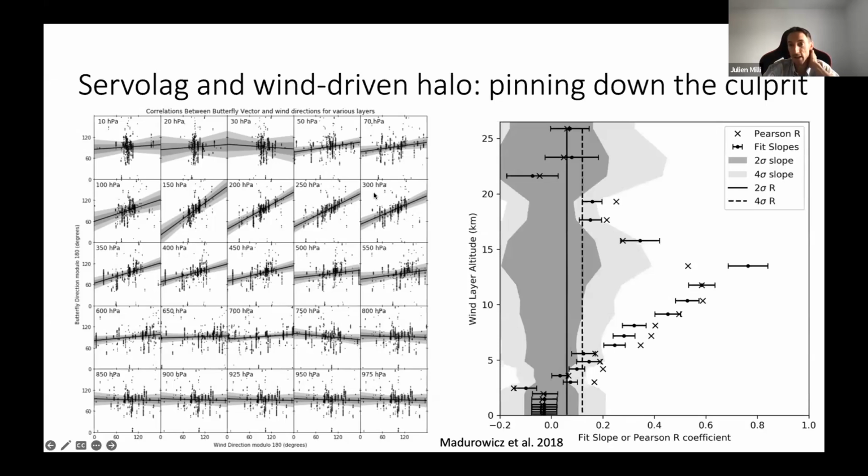And 200 hectopascals corresponds to about 12 kilometers. That's shown here on this graph. You have the slope of this fit as a function of the altitude, this time in kilometers. And you see that it's about 12 kilometers, where we have the jet stream. It's very well correlated. So we're really sensitive to the jet stream, which makes the wavefront evolve very fast. The reason is that in the jet stream, we have relatively high wind speed, about 40 to 50 meters per second.